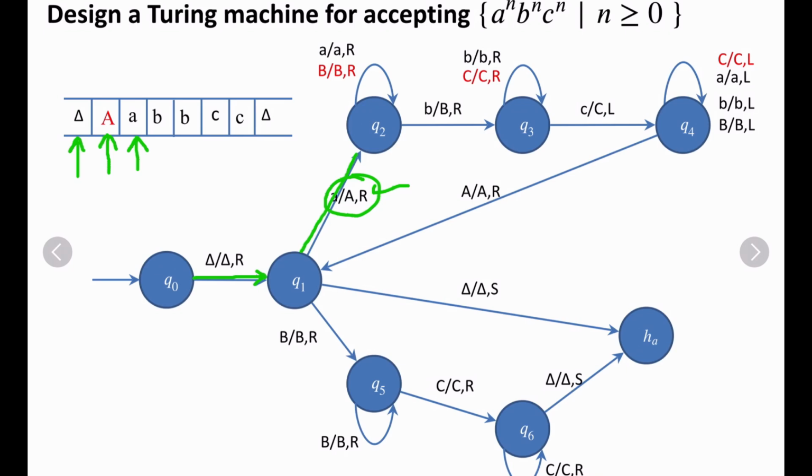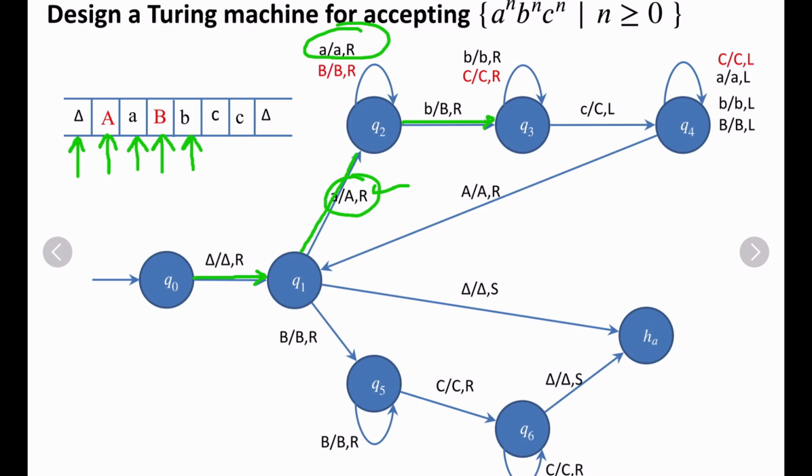But as per our logic, don't immediately change the second a to a capital letter. You should keep searching for the first b on the right side. That means you can move over this a using this transition, moving one step to the right. You get the first b on the right-hand side. Read that b, change it to capital B, and move one step to the right.